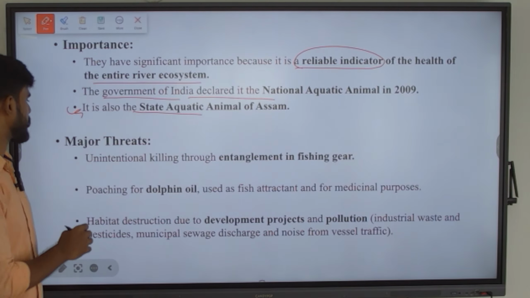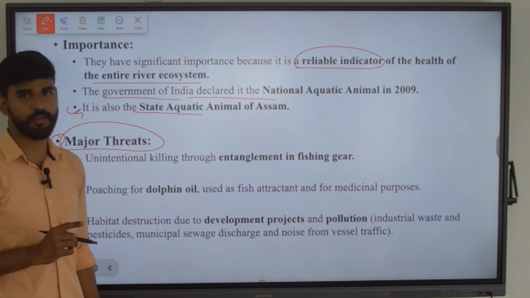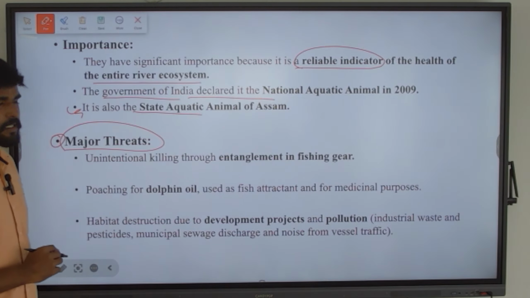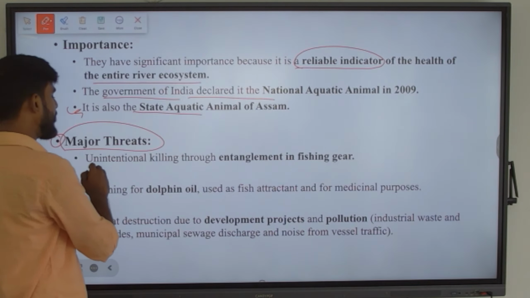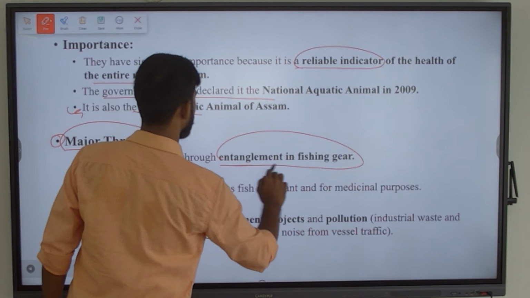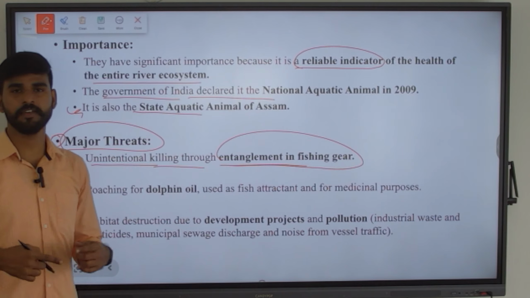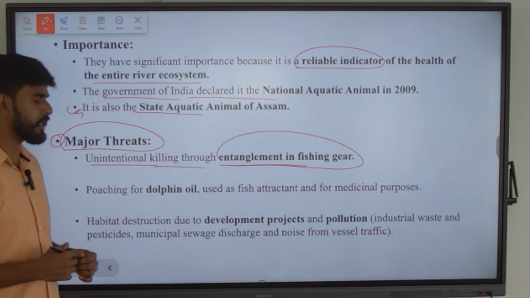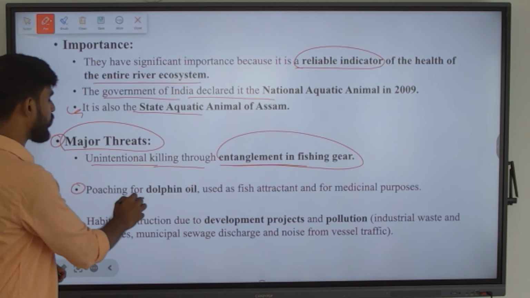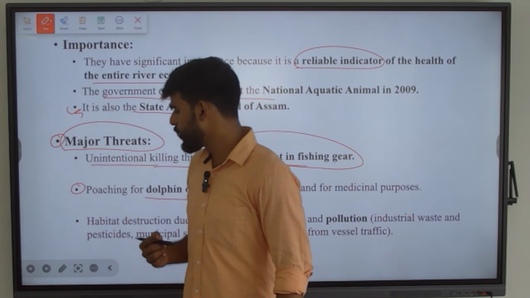This is also important. Next is, what are all the major threats faced by Ganges river dolphin? The first threat is unintentional killing, through entanglement in the fishing gear. They get entangled in the fishing gear and then they are killed. Next is poaching for dolphin oil. For dolphin oil, these dolphins are actually poached.